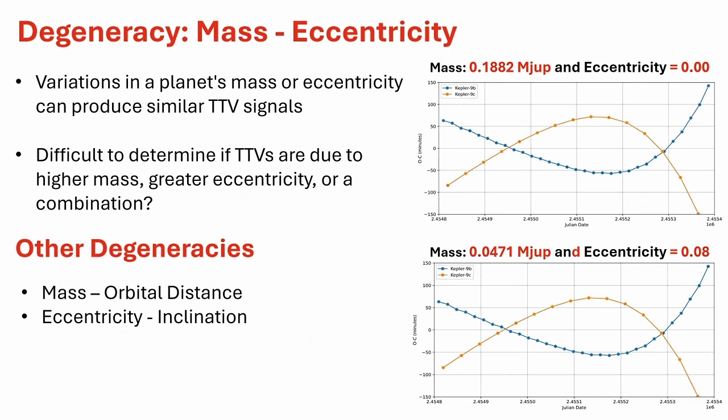This means basically mass and eccentricity produce very similar signals in TTV plots, making it difficult to determine which one is causing the signal. Or maybe it's a combination. There are also other degeneracies, for example, with mass and orbital distance, and eccentricity and inclination.